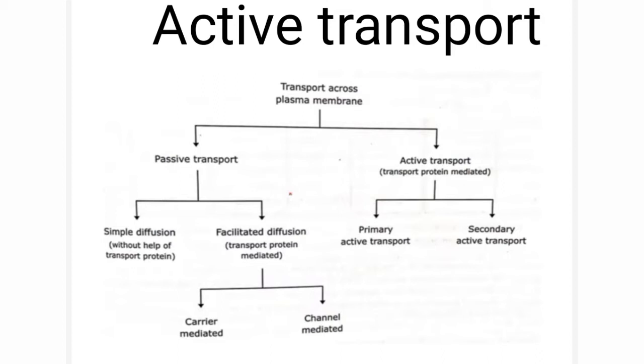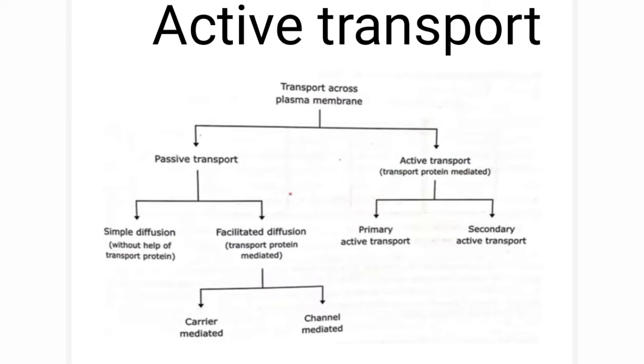The main difference between passive and active transport is that passive transport has no requirement of ATP, where molecules move from higher concentration to lower concentration along the concentration gradient. But in active transport, ATP is required because molecules move against the concentration gradient, from lower concentration to higher concentration.